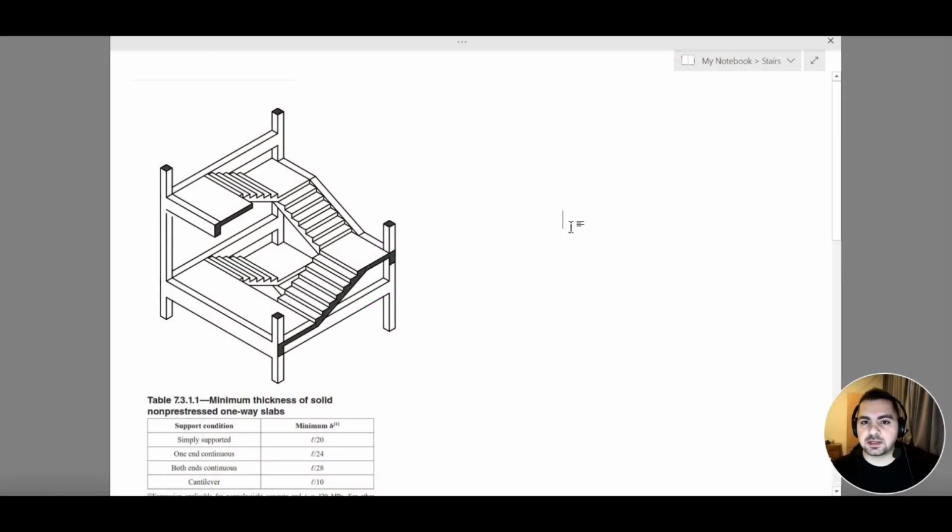Hello everyone and welcome to the first lecture of this course, which is the analysis and design of staircases. In this course we will be going through the analysis and design of three different types of staircases. These three types are the most common types of staircases used in civil engineering: the two-flight staircase, the three-flight staircase, and spiral staircases.